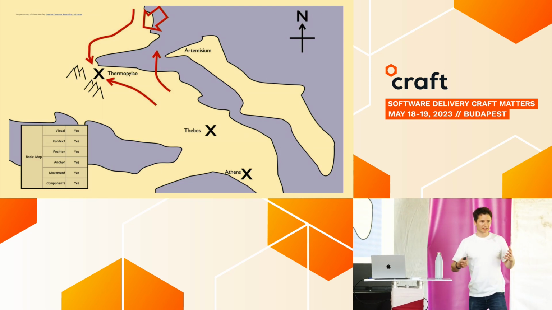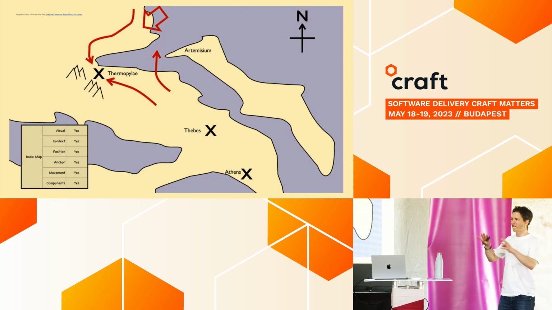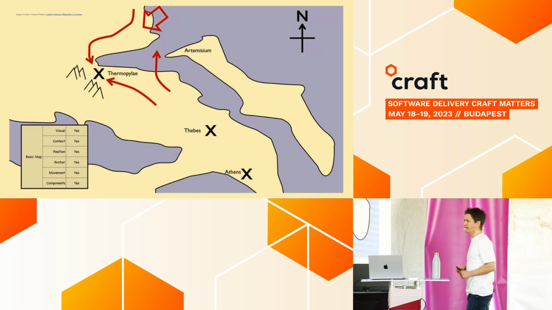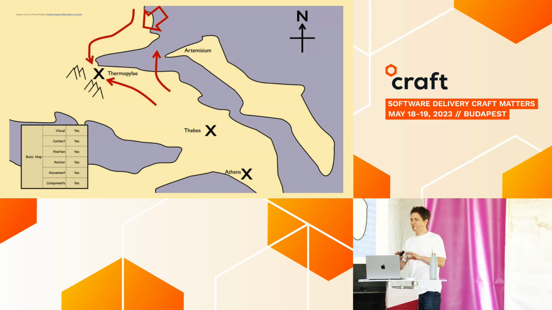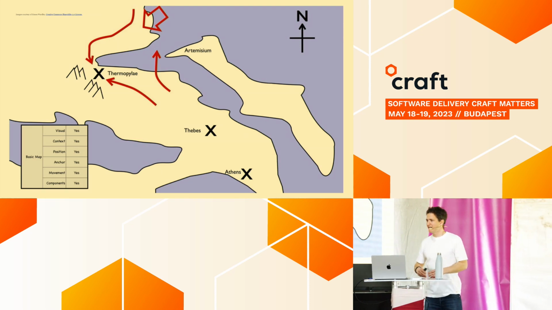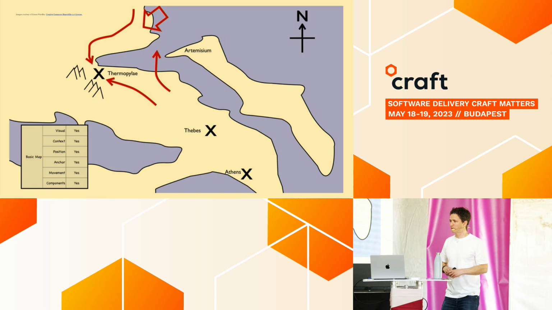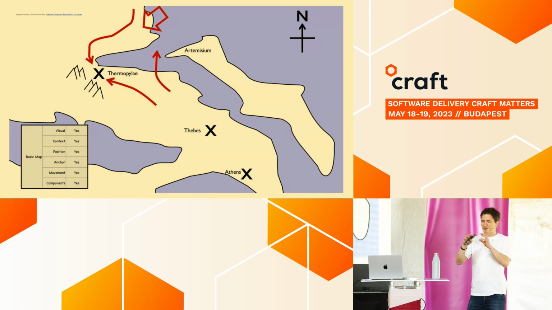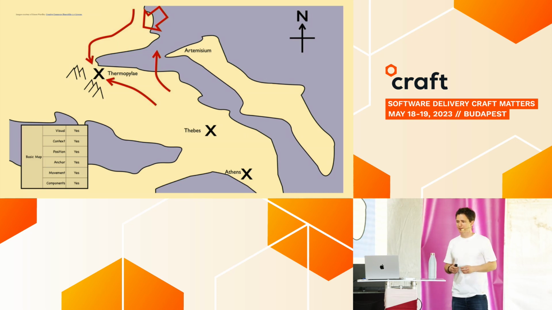Now, a map has context, right? This is not the map of the entire world throughout the entire history. No, this map is about a specific part of Greece during a specific time period, a particular Greek mythological battle, and maybe even a sub-part of that, right? So it's about a particular thing and not about everything.